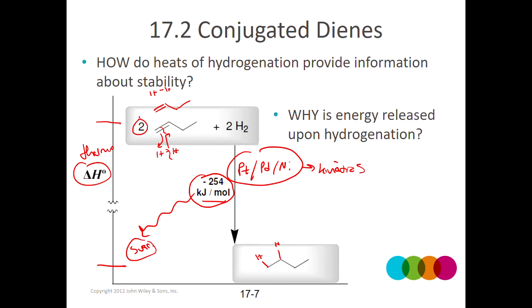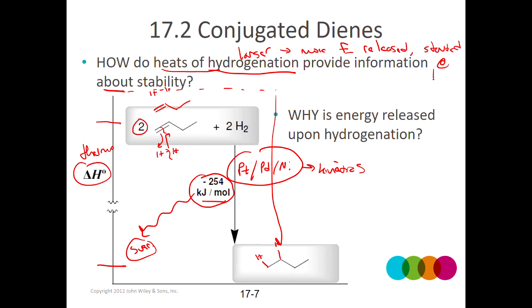If the alkene was even more unstable, it would start higher in energy, but it would still, upon hydrogenation, produce the same alkane, so it would release a larger quantity of energy, right? So when we say a larger heat of hydrogenation, that means more energy is released when its pi bond is converted to the sigma bond, and that means it started at a higher energy to begin with. It must have started higher if it had the ability to release more.